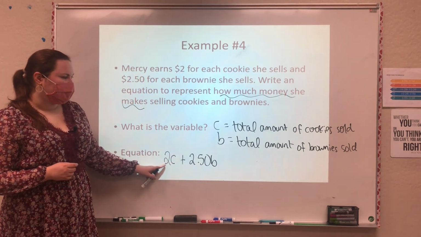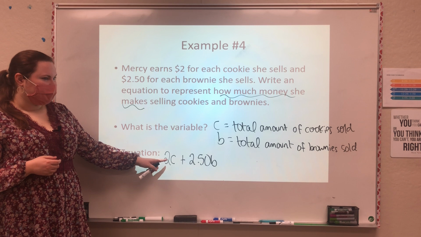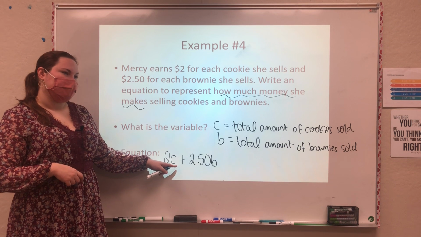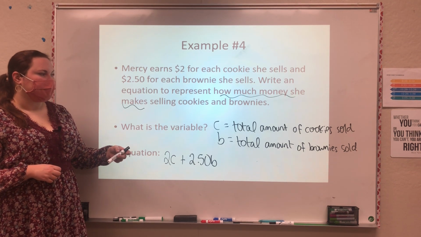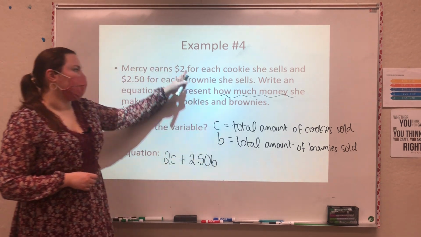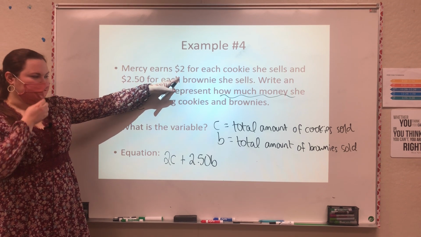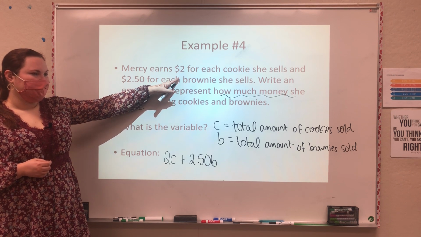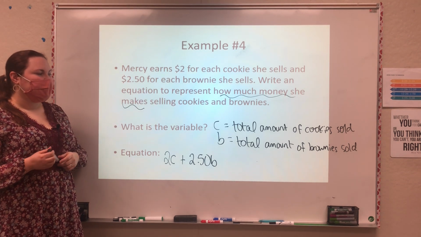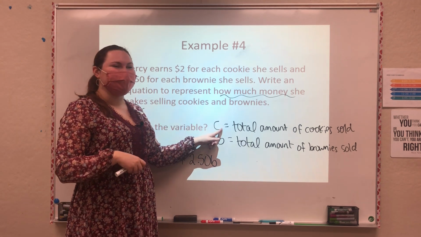So why would I multiply 2 times C? What's that saying? I don't know the exact number she sold. C is the number of cookies she sold. So when you multiply 2 by C, what is that finding out? C is already the total amount of cookies sold. So when I multiply it by 2, what am I figuring out? No, the total. The total amount of money. There we go. It's the total amount of money she makes selling all those cookies.